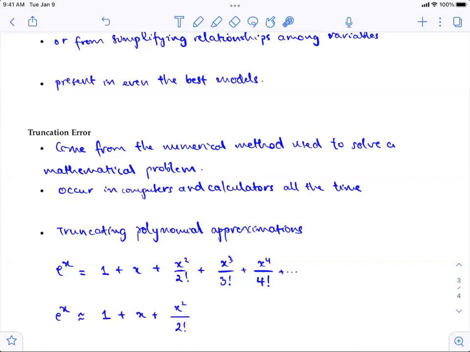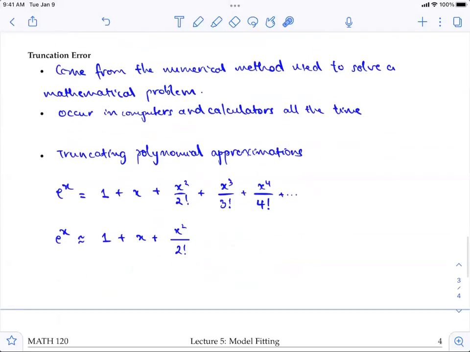All right. So for example, in Calculus 2, you learn about Taylor series expansions or Maclaurin series expansions. The Maclaurin series expansion for e to the x is 1 plus x plus x squared over 2 factorial plus x cubed over 3 factorial, and so on and so forth. As a matter of fact, this is the summation for n going from 0 to infinity of x to the power n divided by n factorial. So that's the series that we learn in Calculus 2.